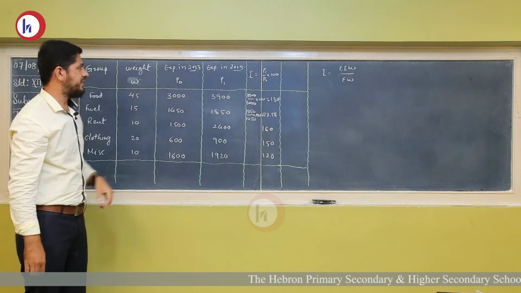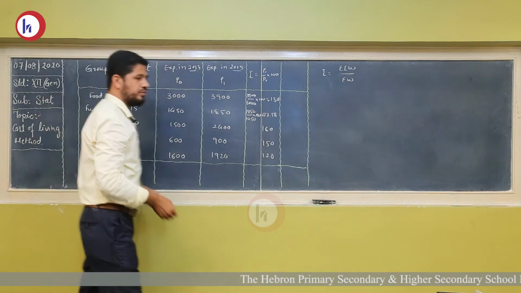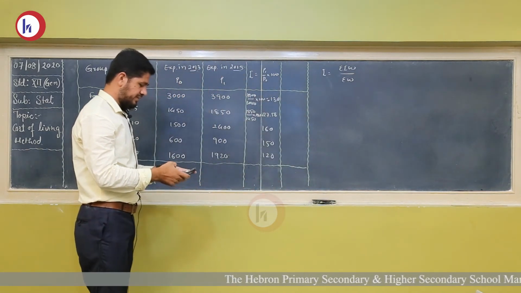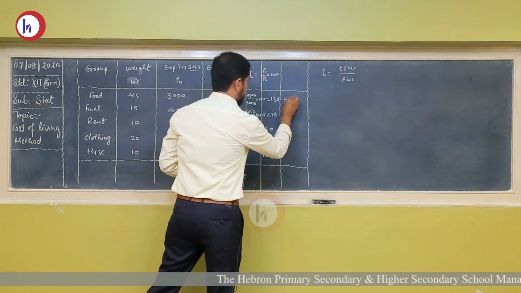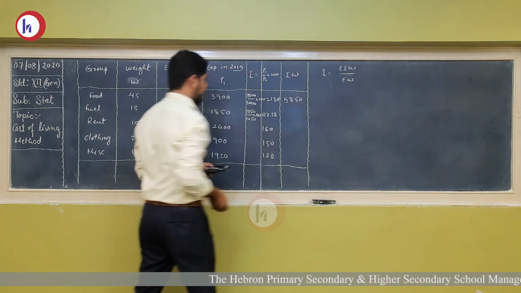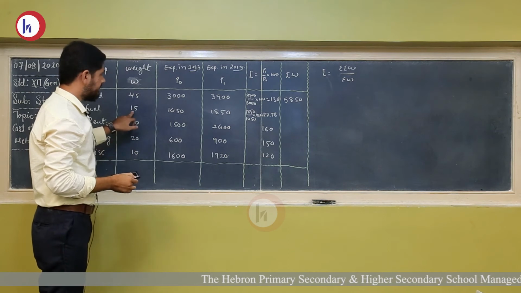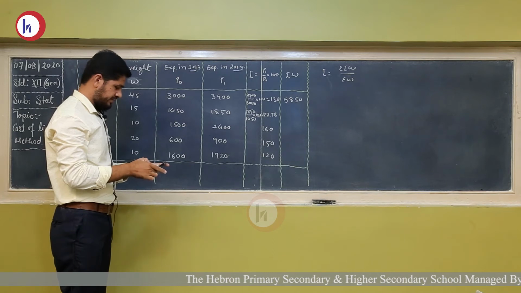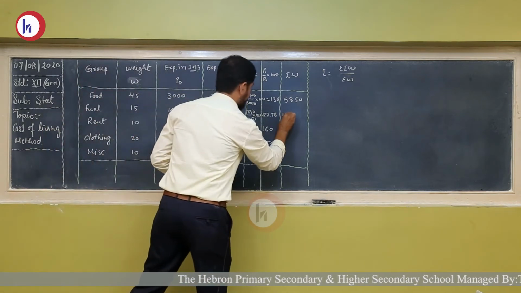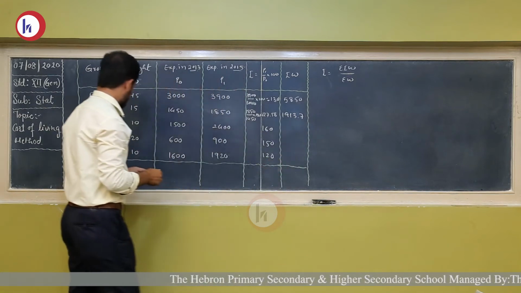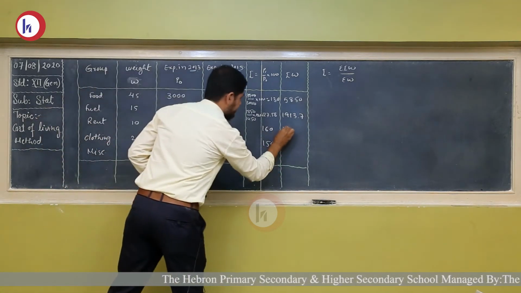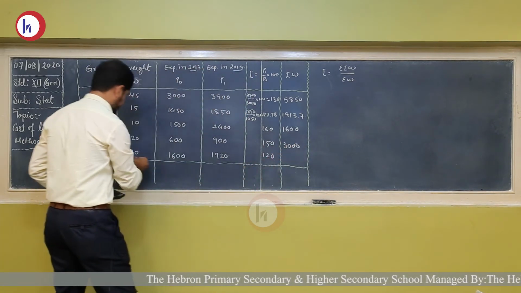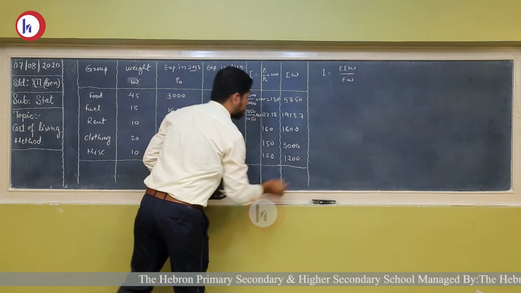Now let's multiply both the columns. So 45 into 130, 5850. This is nothing but the IW. Next one, 15 into 127.58, 1913.7. Next one, 160 into 10, that is 1600. 150 into 20, 3000, and 120 into 10, that is 1200.